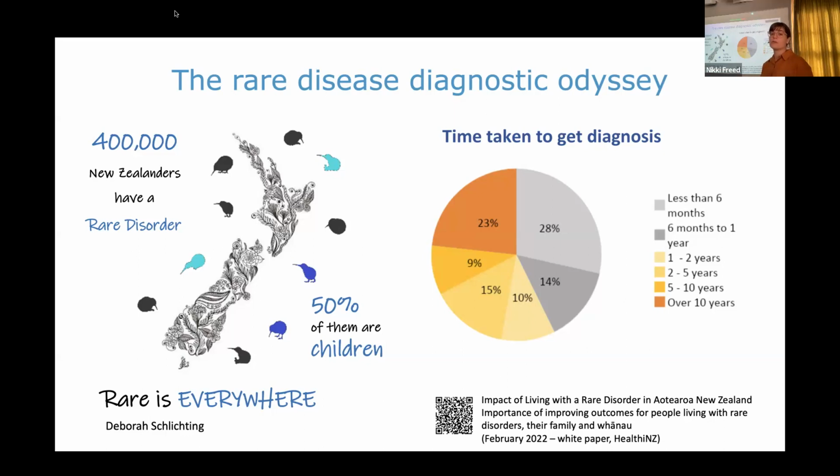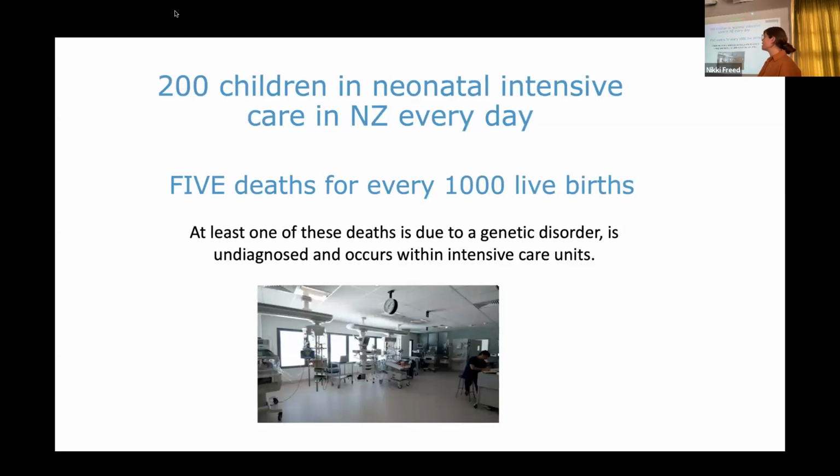And most rare diseases are genetic in origin, with 50% of them in children. Genetic disorders are overrepresented in neonatal and intensive care, and this can be a really stressful and emotional journey for families, as these infants usually have to undergo multiple invasive procedures to determine the illness and to alleviate suffering.